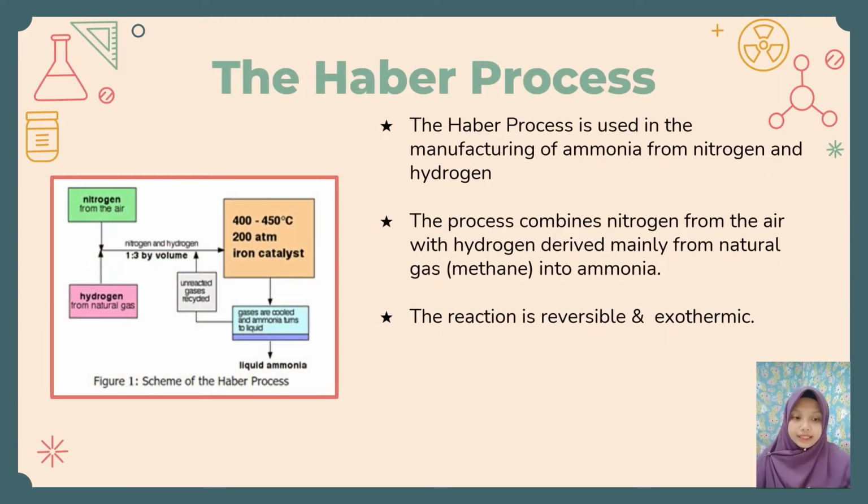The Haber process is used in manufacturing of ammonia from nitrogen and hydrogen. The process combines the nitrogen from the air with hydrogen derived mainly from natural gas such as methane into ammonia. The reaction is a reversible reaction, and it is an exothermic reaction.